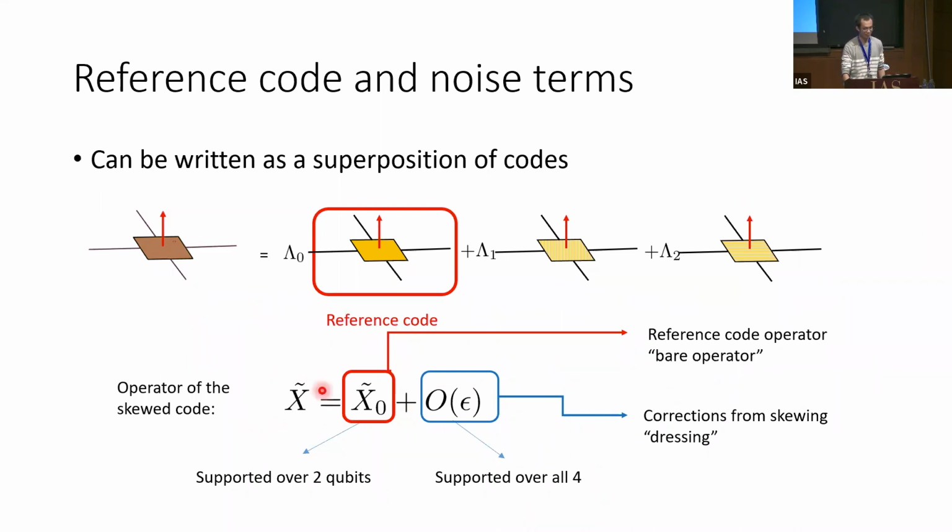Similarly, I can also think about decomposing the logical operator in the same way. I can decompose my logical operator, logical X, which is the logical operator of this code, into the logical operator of this reference code plus noise, which is very small, hopefully. The analogy I like to make is that this reference code logical operator is somewhat similar to the area operator, whereas the skewing or the correction is somewhat similar to the gauge-fixing.